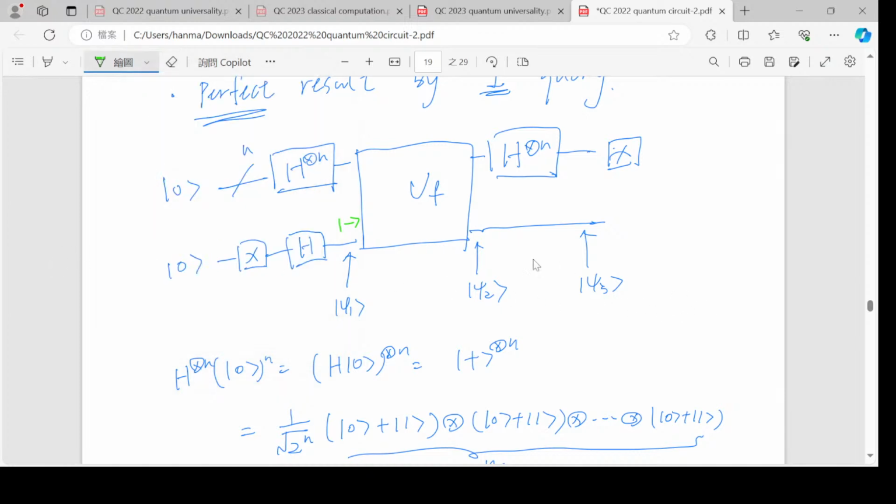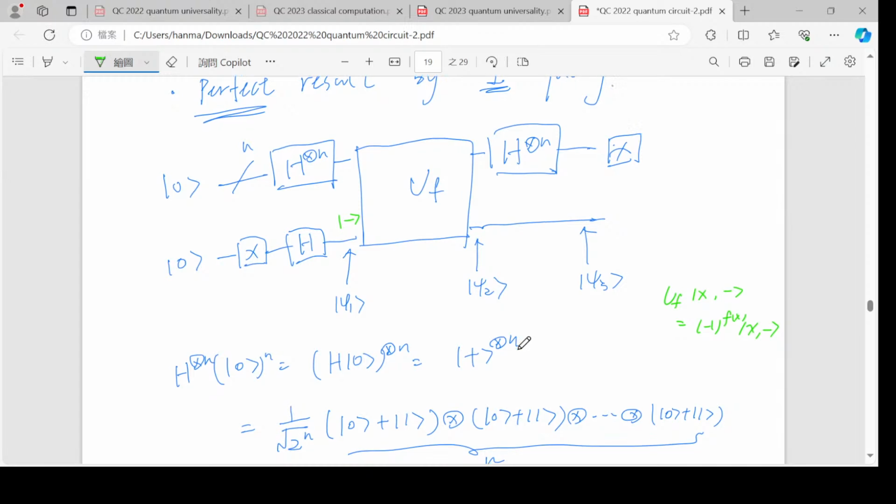So we do phase kickback, so we are going to get U_f of |x⟩|−⟩ gives us (−1)^f(x) |x⟩|−⟩. And anyway, what we are going to see is we are going to get our result in terms of f(x), where x is a computational basis state.